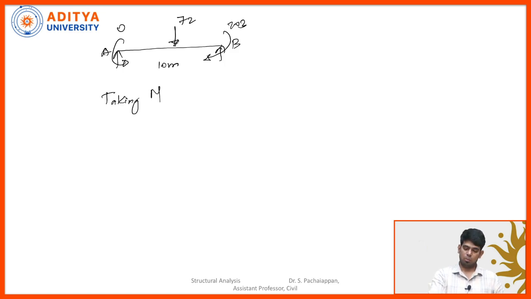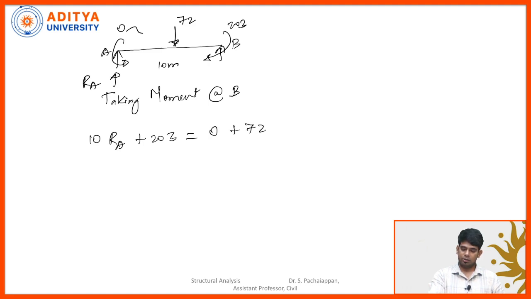So, I am taking moment at the point B. Just equating the clockwise couple and the anti-clockwise couples. What is the clockwise couple here? RA multiplied by 10, I can say this is 10 RA. Then 203, the moment is in clockwise direction, 0 is anti-clockwise, plus 72 multiplied by 5 is anti-clockwise. So, I will be getting RA equal to 15.7 kilonewton. It is very easy.